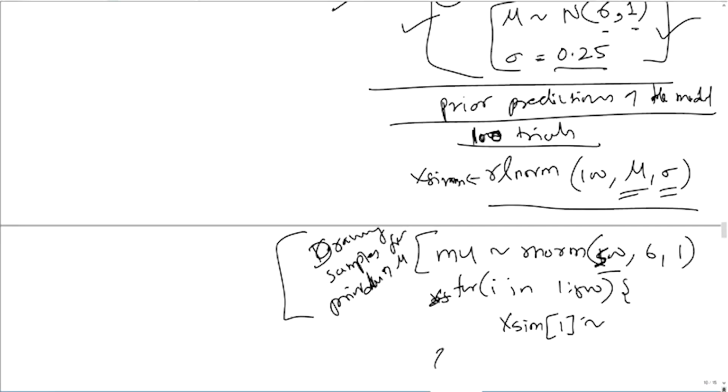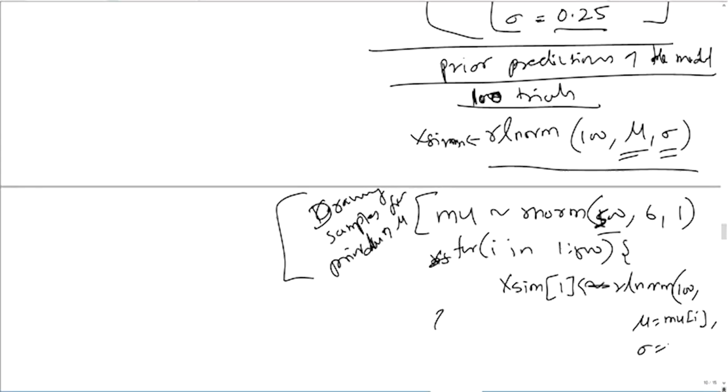And how do you generate it? Using rlnorm, because that's the likelihood function, the data generative function you have. You are assuming that data in each trial comes from a log normal distribution. So use rlnorm. How many observations do you want in each sample? 100. The value of mu will be mu i, the ith sample of mu from its prior, and sigma is fixed at 0.25. So that's how you can generate prior predictions.